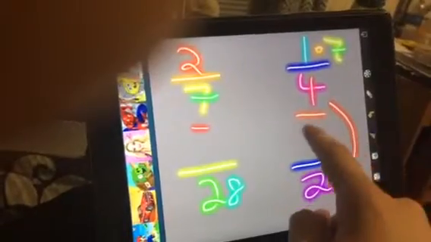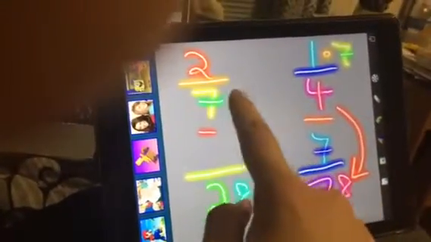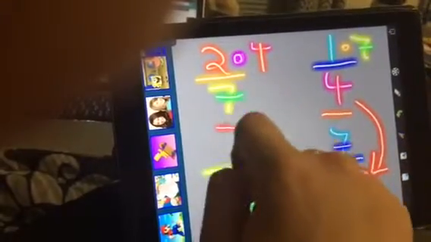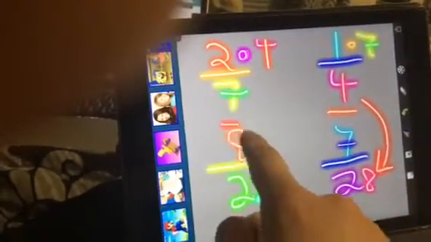So 7 times 1 gives us 7. And to get 7 to 28, we're going to multiply by 4. So we multiply 4 to the numerator here. So 2 times 4 is going to be 8.